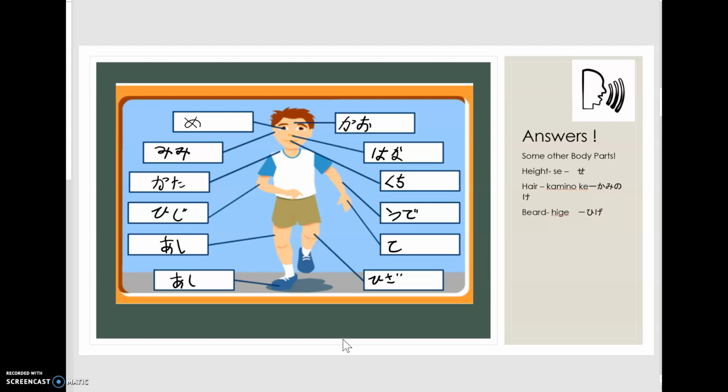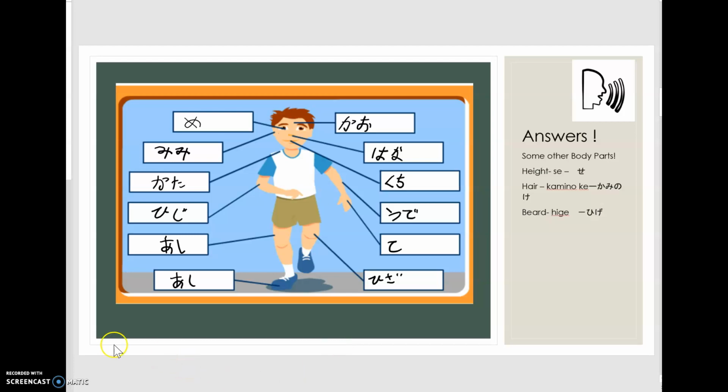Okay, and there's a couple more that are on the Education Perfect vocabulary list. Se, which is height, which is a very important one. Kami no ke, hair. And a good one to know is hige for beard. Okay, so they are important ones to know, minasan.